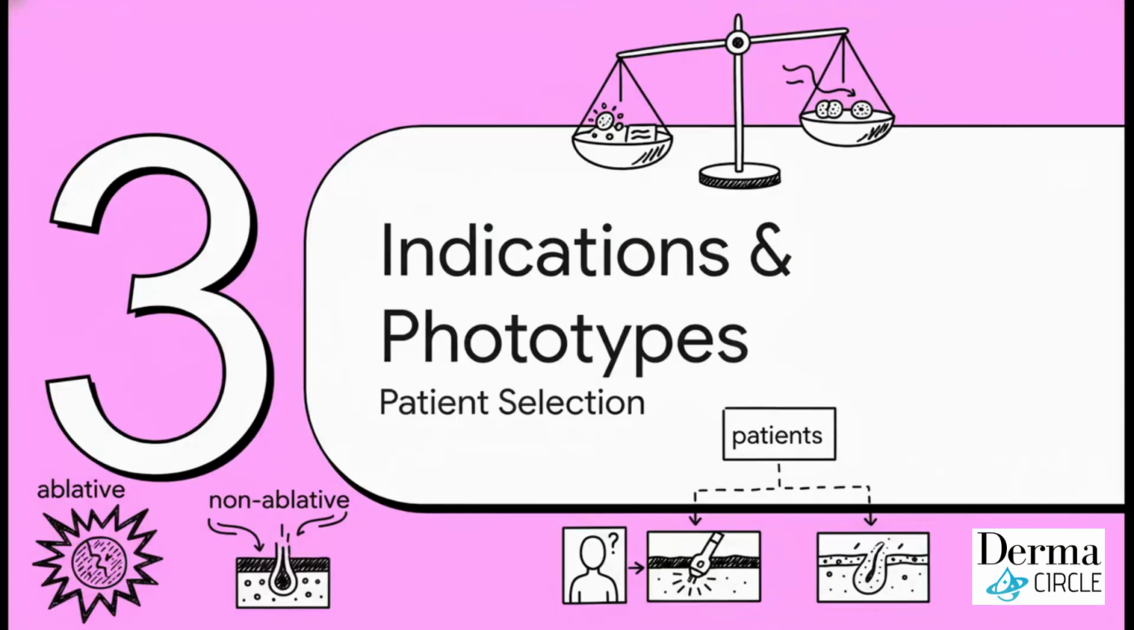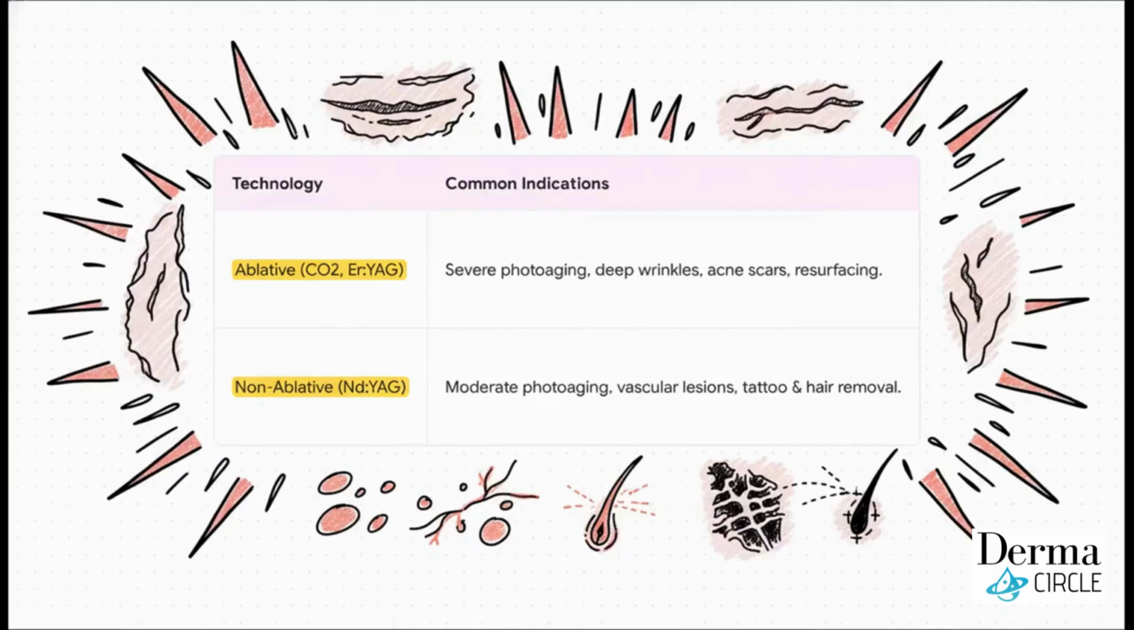All right, so we've got two very different ways of working. This naturally leads to the next crucial question: which conditions, and just as importantly, which patients, are the right fit for each of these technologies? And this just shows that clinical connection perfectly. Ablative lasers are our heavy hitters. We bring them out for the big stuff: significant textural issues like deep wrinkles, severe sun damage, and those tough atrophic acne scars that need a major remodel.